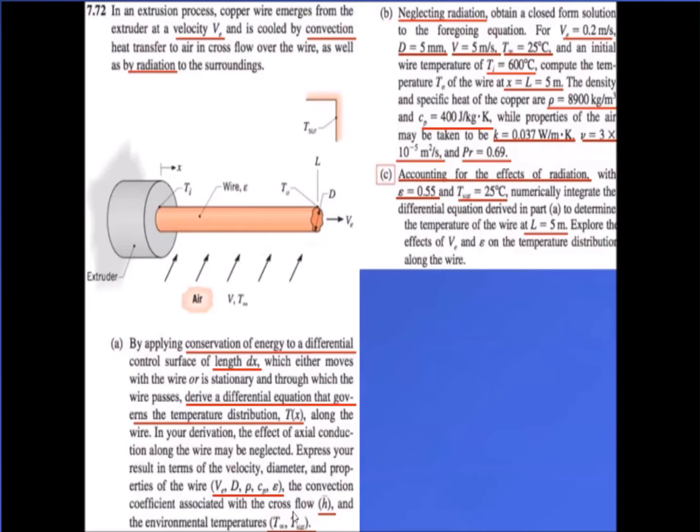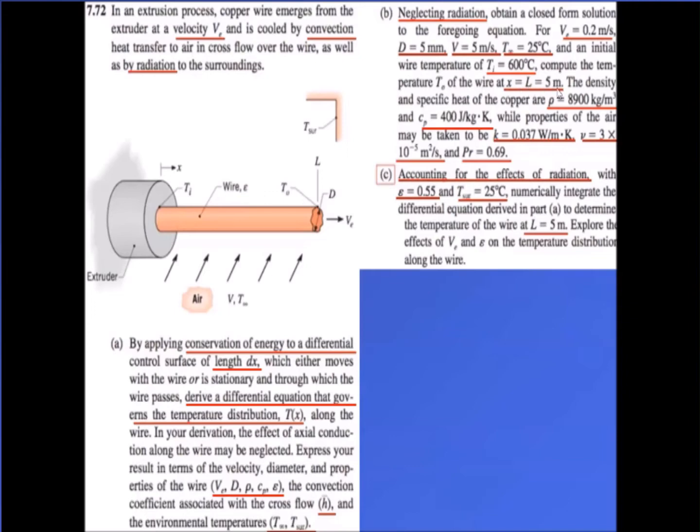So that's part A. In part B, they tell us now we need to neglect radiation. We need to obtain a closed form solution to the foregoing equation where, for velocity, V sub E is equal to 0.2 meters per second, our diameter D is equal to 5 millimeters, V is equal to 5 meters per second, and T sub infinity is 25 degrees Celsius. An initial wire temperature given to us is T sub I equal to 600 degrees C. They want us to compute the temperature T sub 0 at the wire at x equal to L, which is equal to 5 meters.